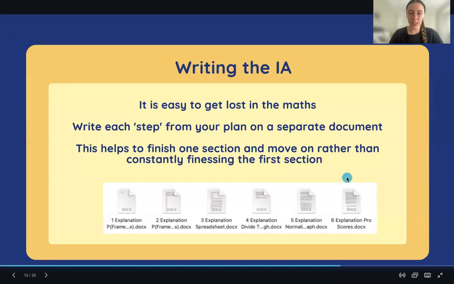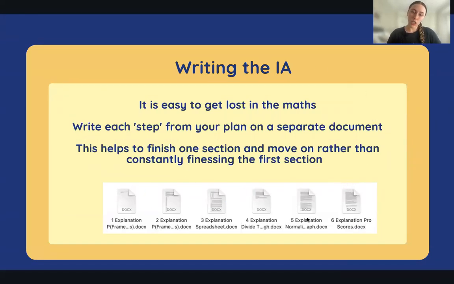So that is, I had done my proposal. So then in terms of actually writing the IA, I found that it was really easy to get lost in the maths itself. And so I found that the easiest way to keep everything clear in my mind and not get confused about what I was doing was to write each step. So the steps that I had in my proposal, write them out on a separate document.